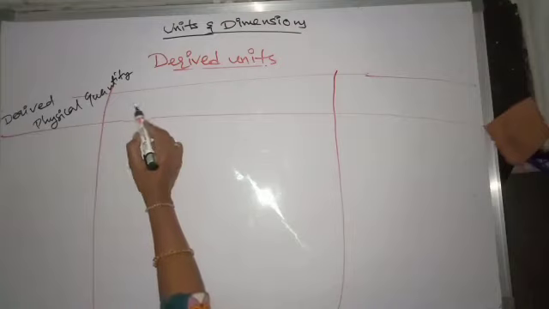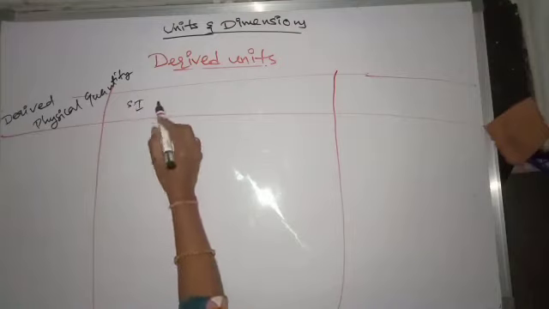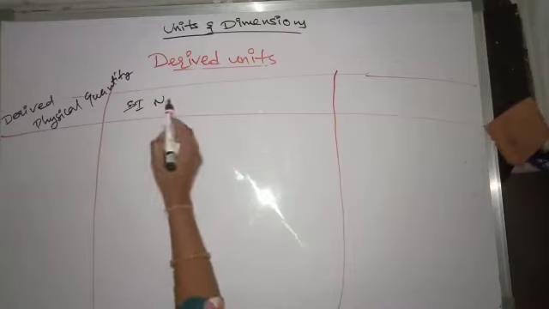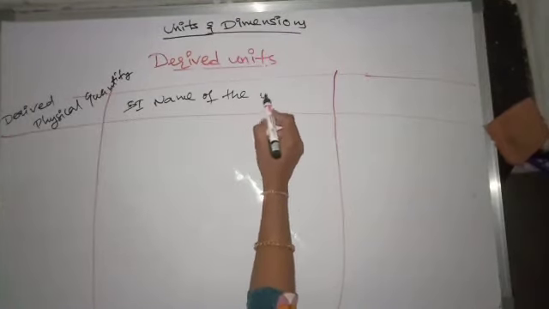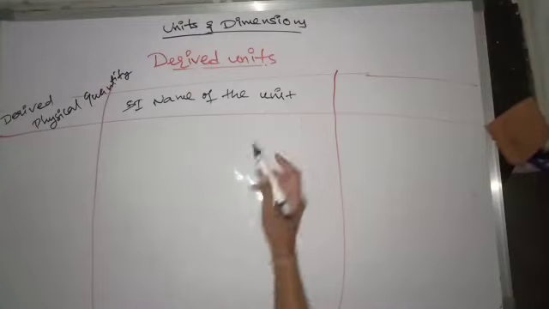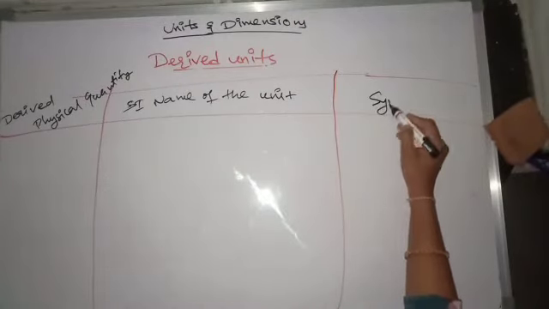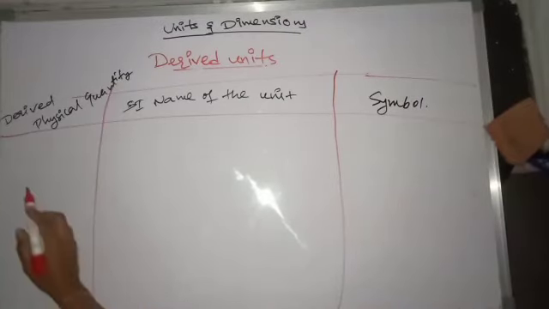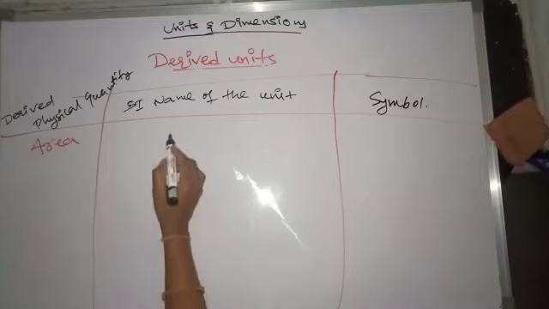And here I'm writing the SI unit, the name of the unit. Here I am using the International System of Units. Here I am writing the symbol for representing this name of the unit. Coming to area, I am explaining about area. Area is nothing but a square meter.